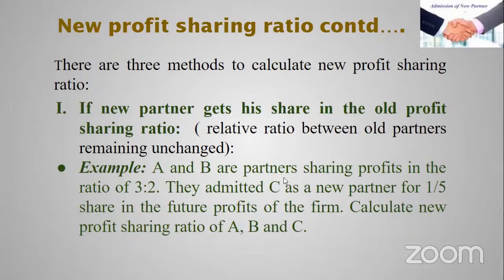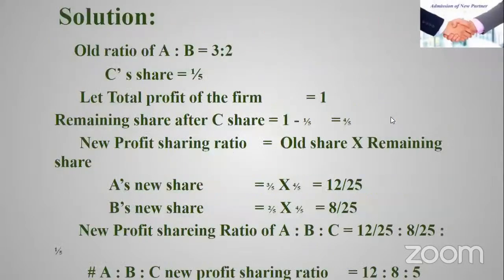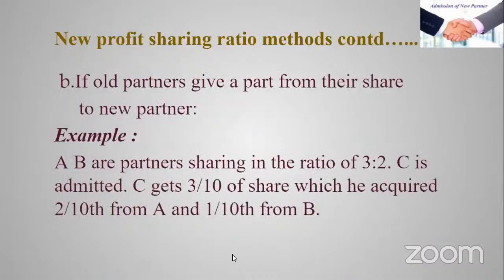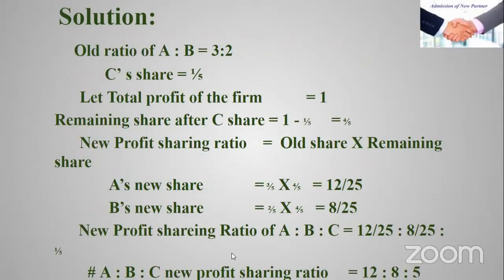But majority of the times in the examination, you will get the first method only. The first method is that I take the total share as 1 and subtract the new partner's share. Whatever you get is called the remaining share. Multiply the remaining share with the old share, then you will get the new share. Understood? Once you get the new share, if you do old share minus new share, you will get the sacrificing share. This is about the new profit sharing ratio.